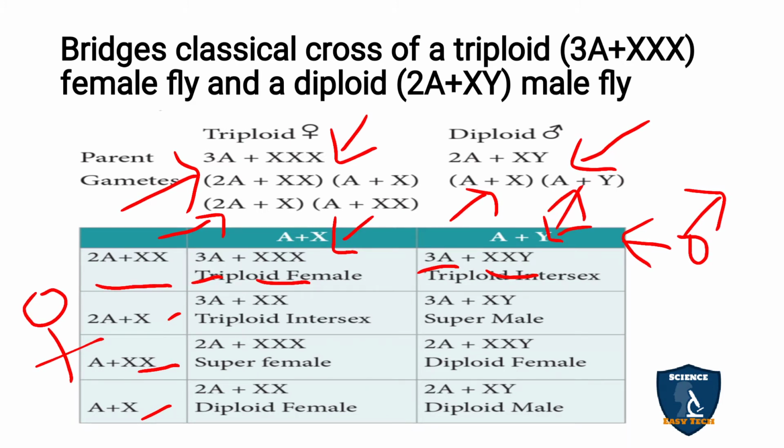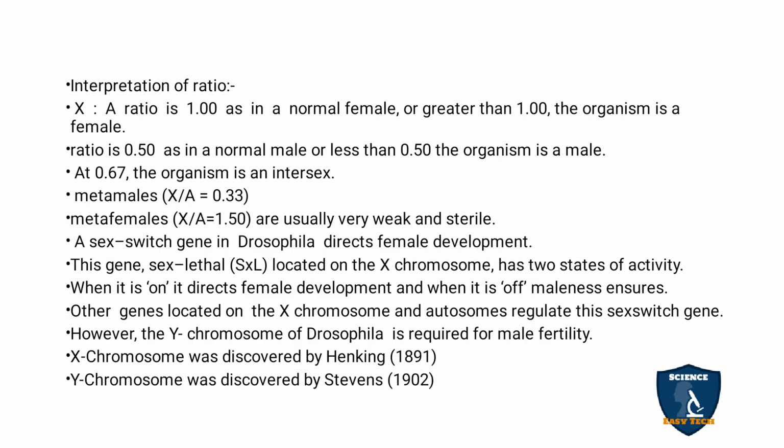So these are the offspring we are getting from the cross. And the interpretation of the ratio from the cross, that is X to A: X is the X chromosome, which denotes female, and A is from the autosomes, which denotes maleness. So if the ratio is 1, it is a normal female. Greater than 1 is just female. And if the ratio is 0.5, it is a normal male. Less than 0.5 is a male.